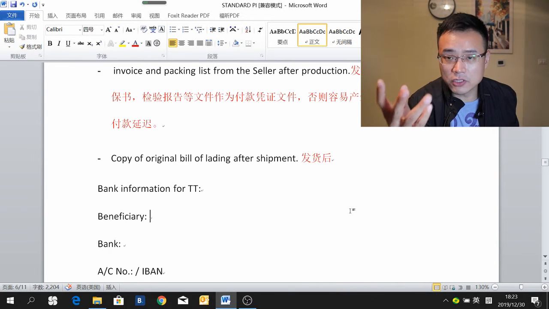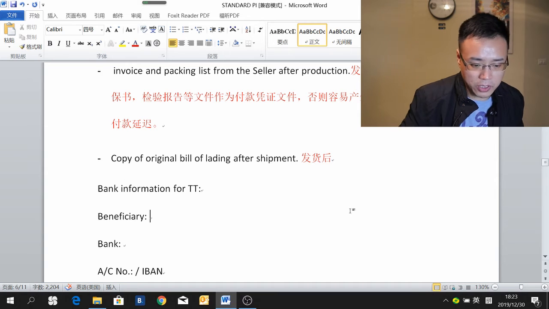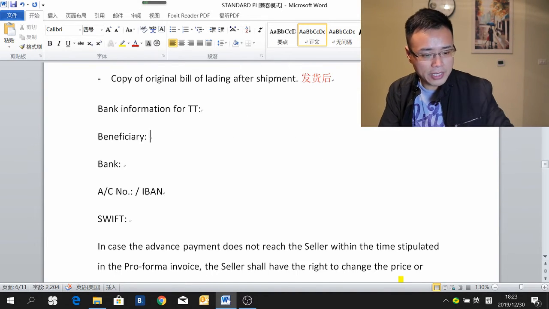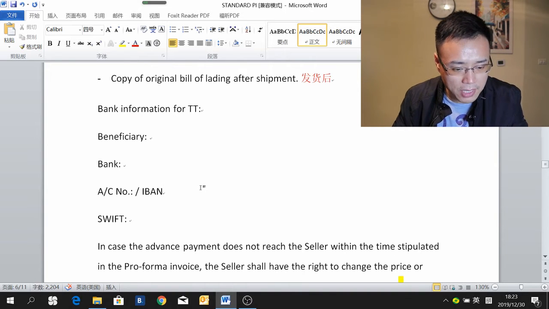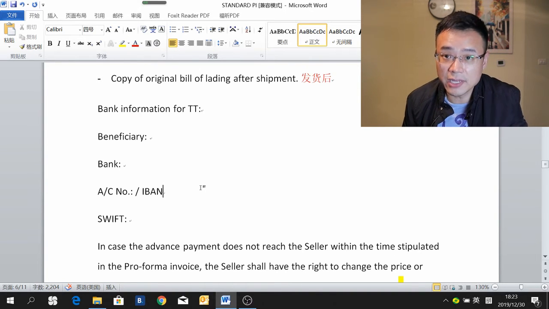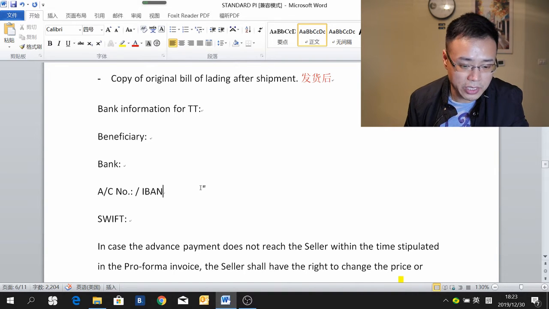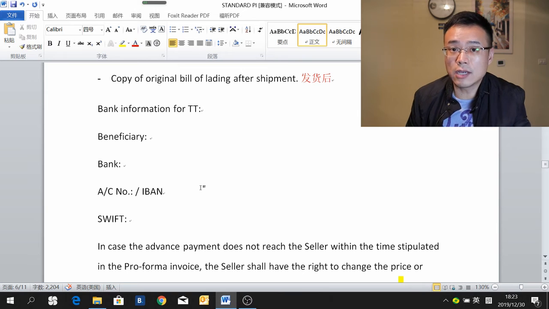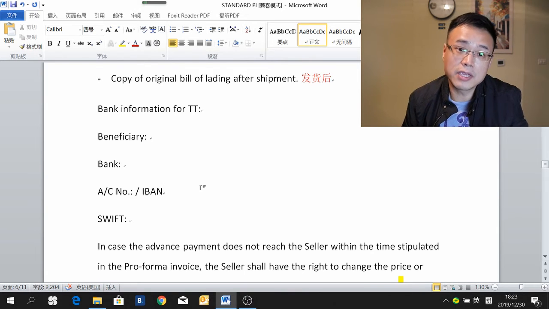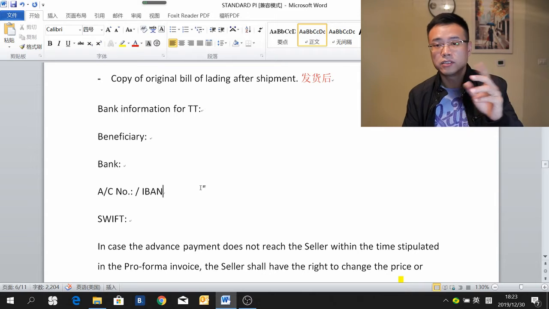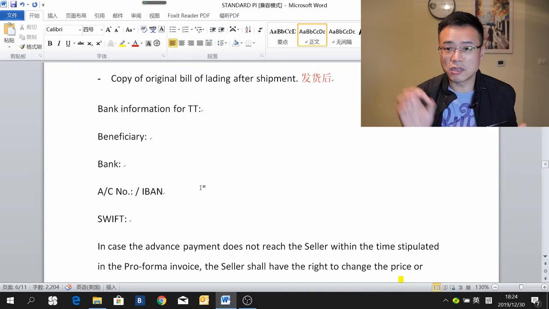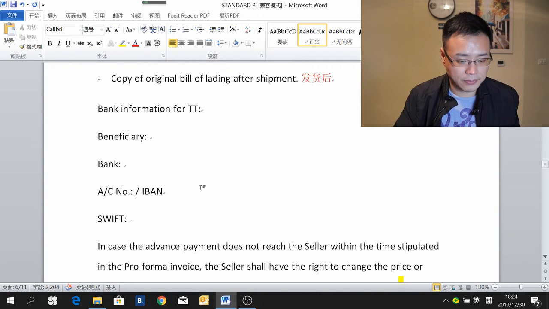So the majority of the payment is going to be LC and TT. I already mentioned here the bank information for TT: beneficiary name, bank and account number. Some countries have IBAN. IBAN is much easier. In China we don't have IBAN, but some countries like UAE and Saudi, all Middle East countries, have IBAN. You just need an IBAN. You don't need to know the bank name, the account name, or the SWIFT code. Just IBAN. You can easily locate the beneficiary.